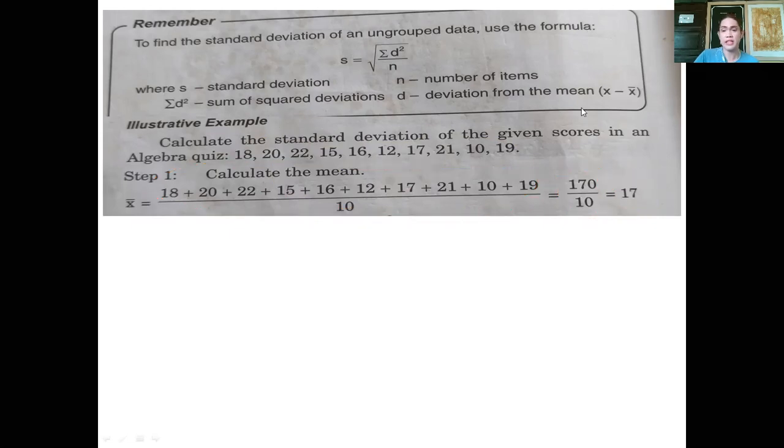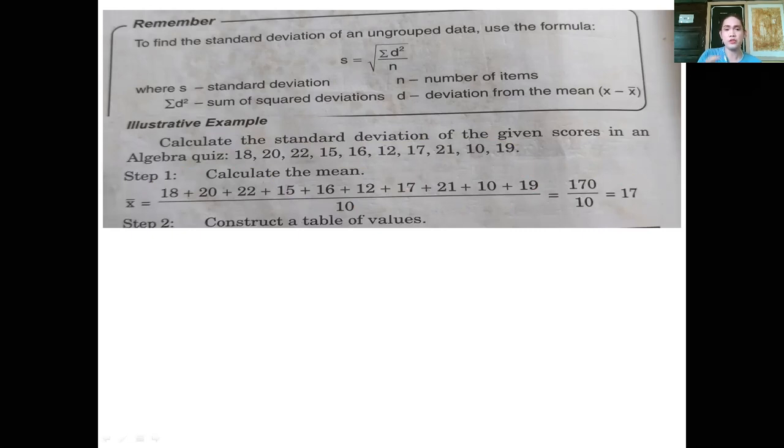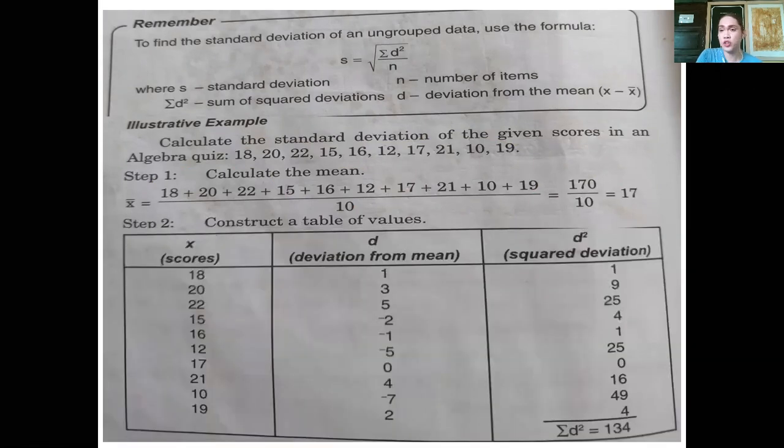That's step number 1. Step number 2 is, again, we will construct a table of values. In short, we will look for the deviation from the mean, the D. How to get the deviation from the mean? You will just subtract the mean from the raw score. The mean is 17. So 18 minus 17, the X being the raw score, the answer is 1. 20 minus 17 gives you 3. 22 minus 17 is 5.